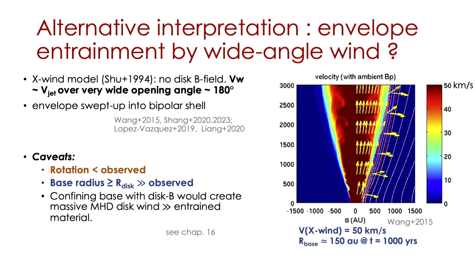If you try to constrain that, if you want to add a disk field to pinch that, you need such a strong disk field that you will drive an MHD disk wind, actually. So that is all discussed in the chapter. There is a whole section about this, if you want. And we can talk about it together later.